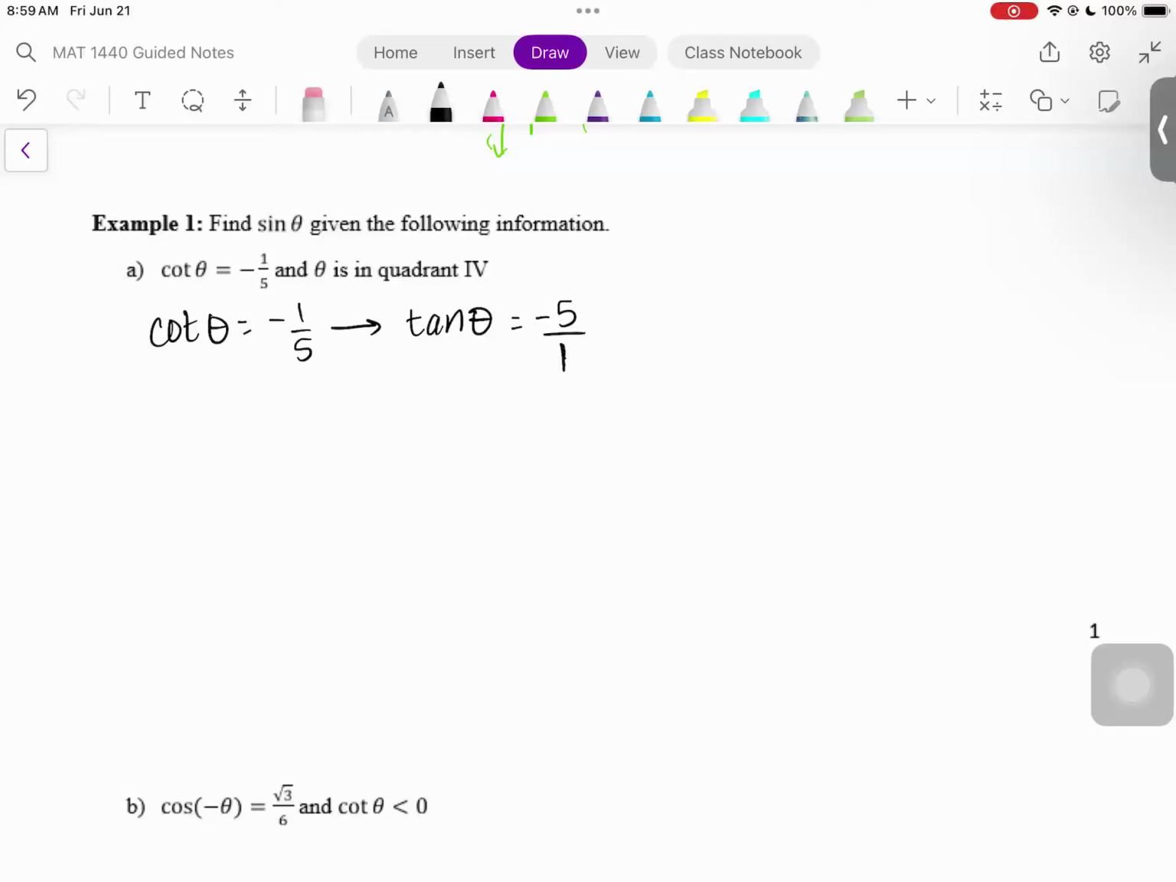And I'm going to keep this as a fraction over 1 because we want to be thinking about tangent and how it's going to relate to the triangle we're going to build. So having both of those values is going to be helpful. If you recall, tangent is the y value over the x value. And since we know that theta is in quadrant 4, that means that the x has got to be the positive value and the y has got to be the negative value.